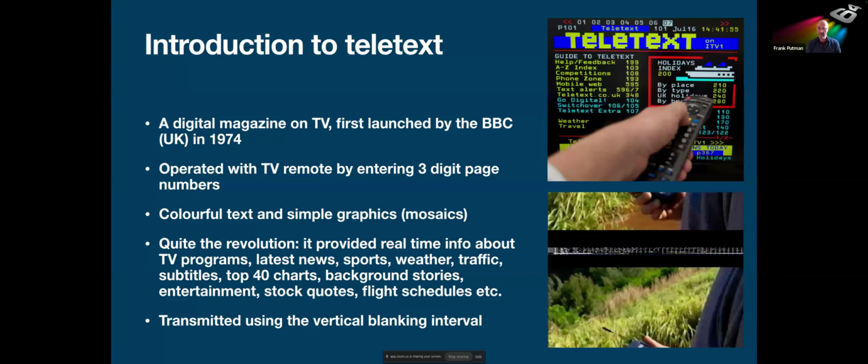And how they did it is use a part of the screen. You see that in the picture bottom right. That's called the vertical blanking interval. And those white noisy stripes you see there, that's the teletext information being transmitted to the television.